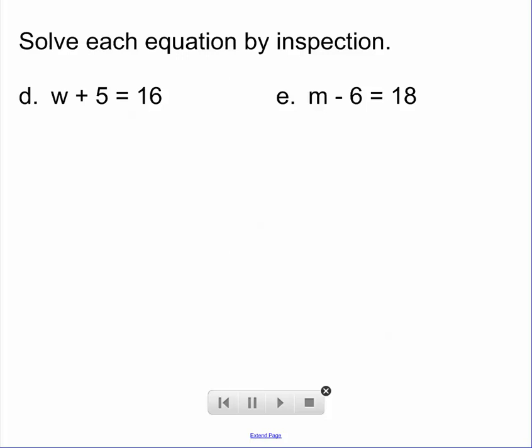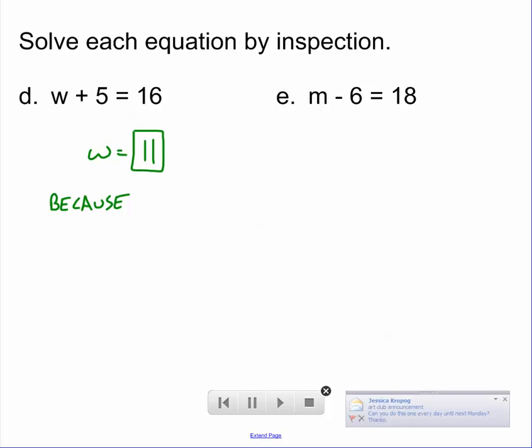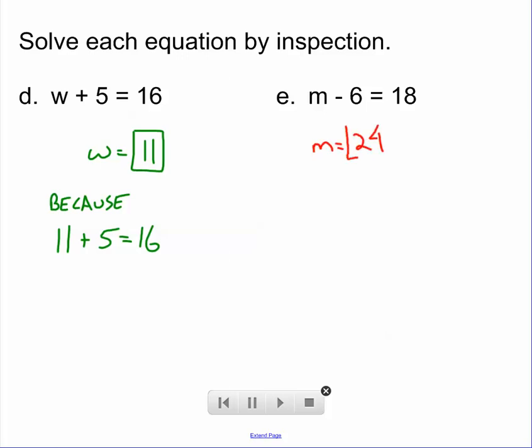So I'll do that again. What number plus 5 is 16? 11. 11 plus 5 is 16. And over here, we could ask ourselves, what number minus 6 equals 18? That number is 24. If we take 6 away from 24, we get 18. So that's it for inspection. We're not talking about any elaborate algebraic processes, just looking at it and making sense of it.